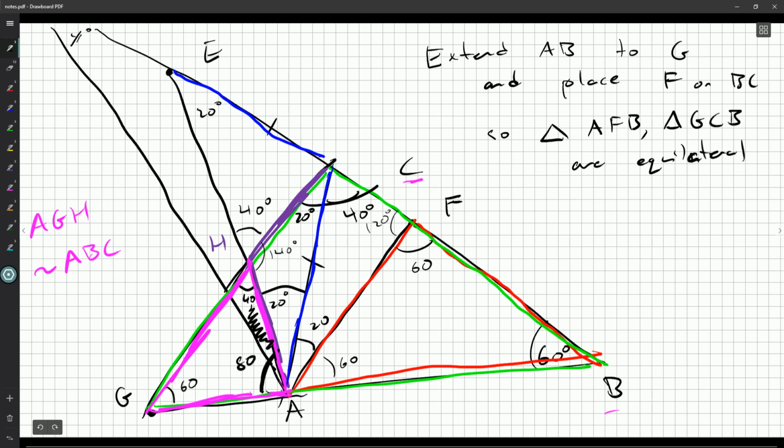Now, it really looks like if I sort of extend H down here, I could make a 20 and a 40 here, but there's no guarantee that extending that ray actually hits H. And it's probably just my sloppy picture. That's a lot of angles. Nothing really jumps out at me as something to focus on right now.